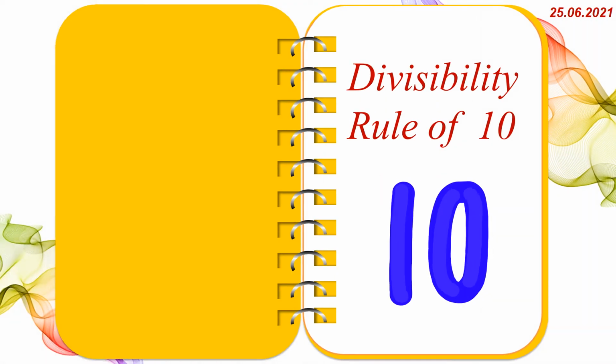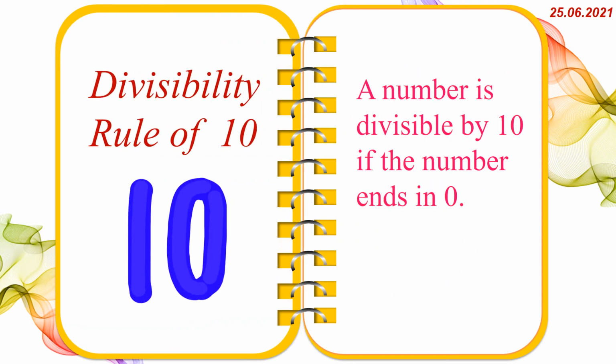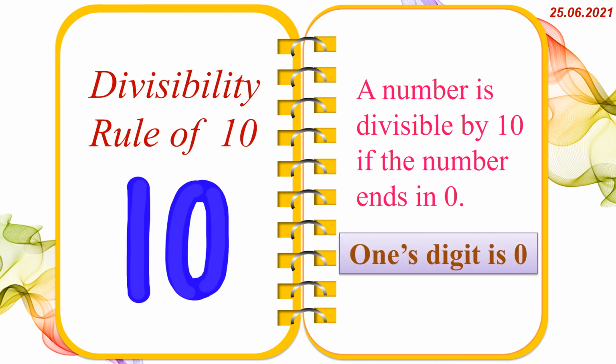Coming to the divisibility rule of 10. A number is divisible by 10 if the number ends in 0. We already know the divisibility rule of 5: if the number ends in 0 or 5, it is divisible by 5. Next, if the number ends in 0, 2, 4, 6, 8, it is divisible by 2. So here, only if a number ends in 0 is it divisible by 10. That is, the one's digit is 0.